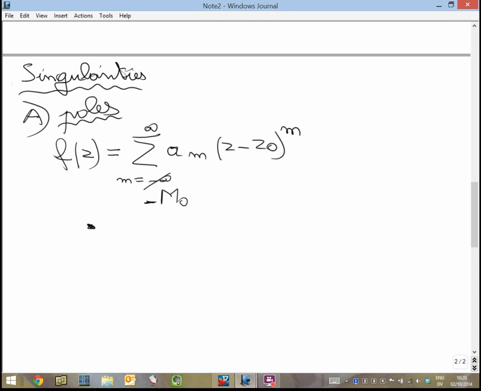So let's look at a number of cases. Let's say that the lower bound is minus 1, so m0 is 1. If the lower bound is minus 1, then what we have is a pole of order 0.